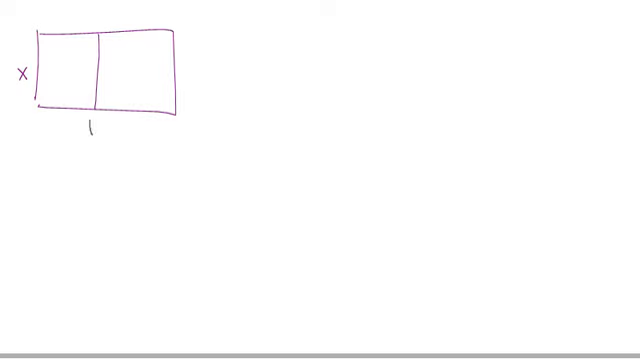And we're letting this be x and this be y. So really there are 3 lengths of x and 2 lengths of y. So if we're going to minimize the fencing, we're going to minimize the perimeter, and the perimeter is 3x plus 2y.